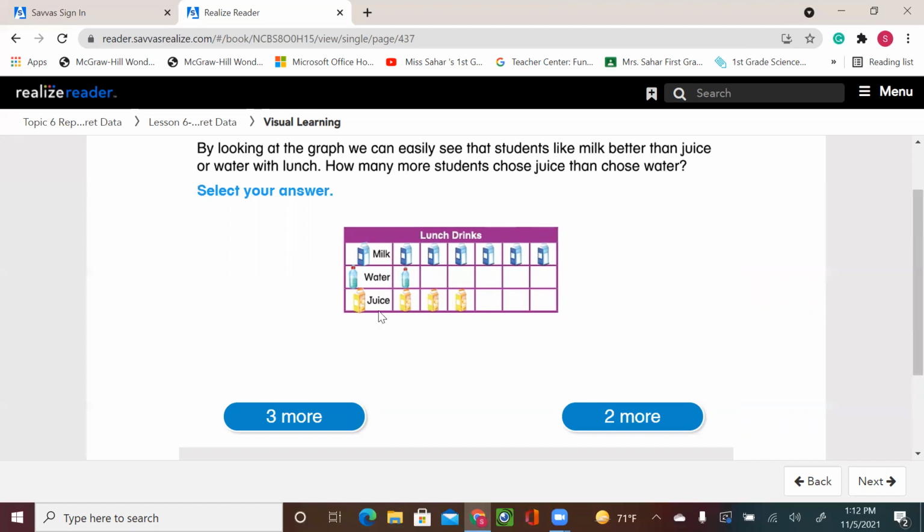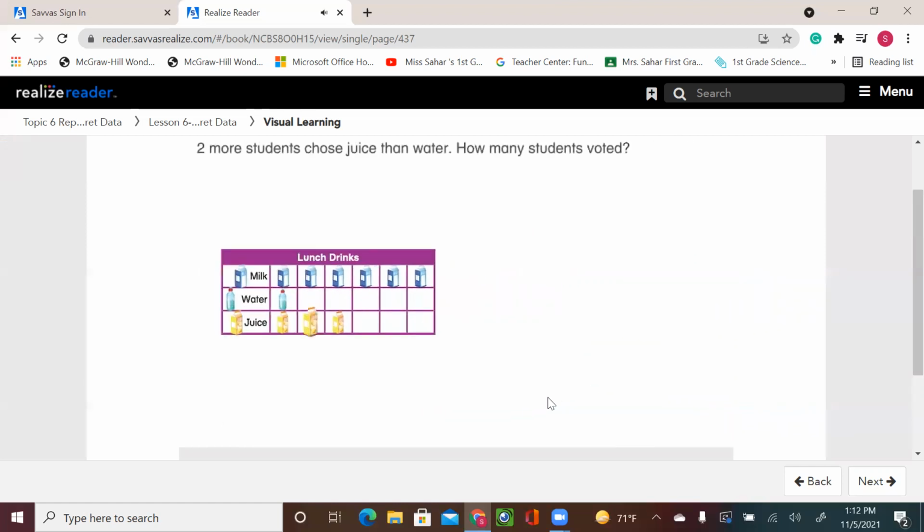So now the question, how many more students chose juice than chose water? So if we look at it, I have 3 kids chose juice and only 1 kid chose water. So that means I have 2 more children or friends that chose juice over water. So let's choose. 2 more students chose juice than water.